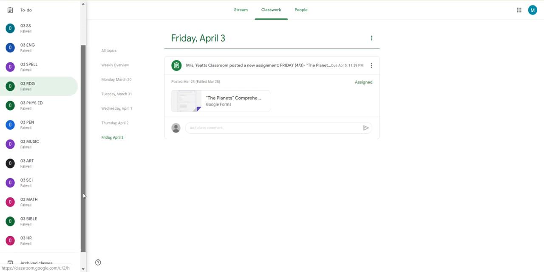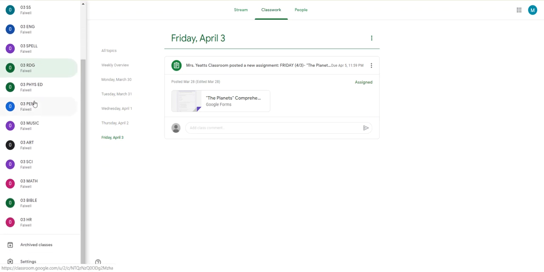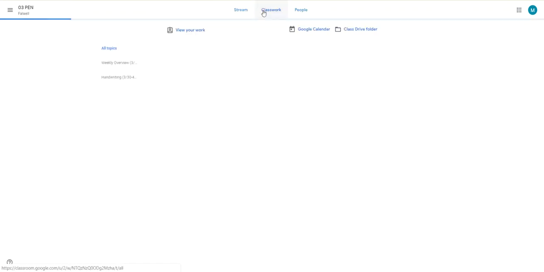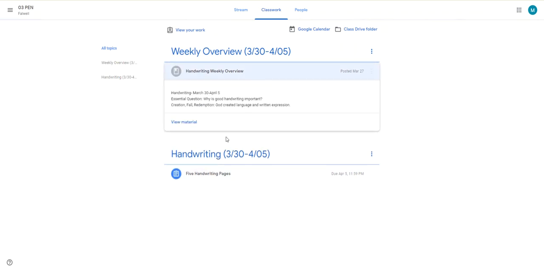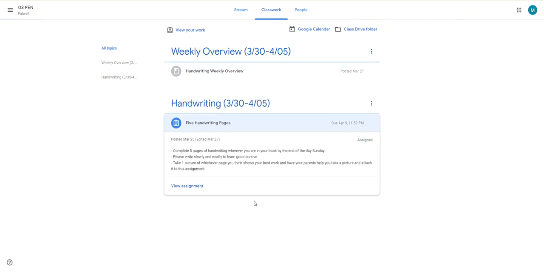All right, let's go skip ahead to penmanship. So this is handwriting. All you have to do for handwriting is do 5 handwriting pages. So you have your handwriting book at home. You're going to do 5 pages of your book wherever you are in the book. And you're going to write slowly and neatly. And you're going to take 1 picture, not 5 pictures, 1 picture of whatever page you think shows your best work. And you're going to attach the picture to this assignment.